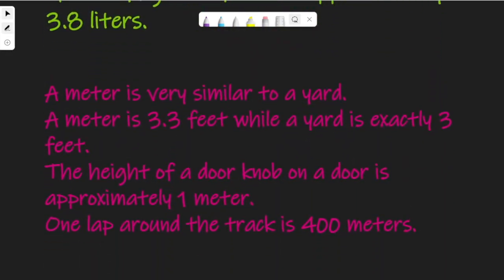A meter is very similar to a yard. A meter is 3.3 feet, while a yard is exactly 3 feet. If you think about the height of a doorknob on a door, by regulation, they are usually about 1 meter from the floor. You can also think about this as a lap around the track is 400 meters.